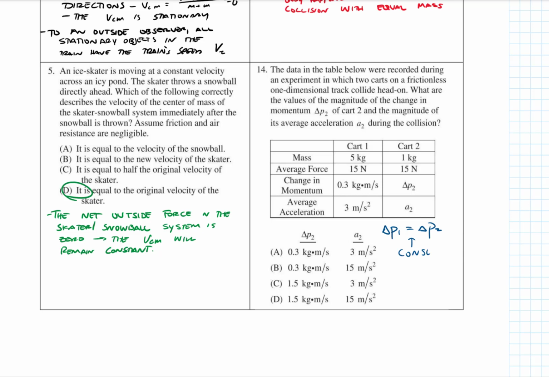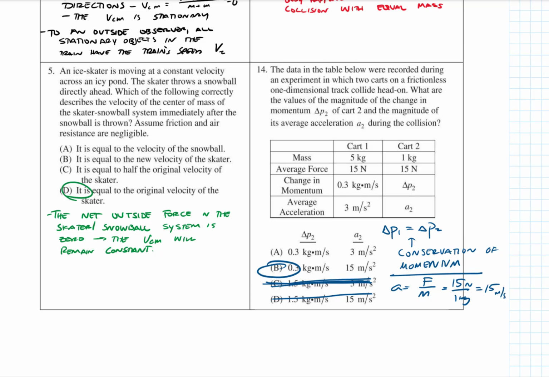Now, between those two, we've got conservation of momentum. For the last part, if I want the acceleration, well, I know that acceleration is equal to force over mass. And so for cart 2, the force is 15 newtons, the mass is 1 kilogram. And so the acceleration is 15 meters per second squared. That's choice B.